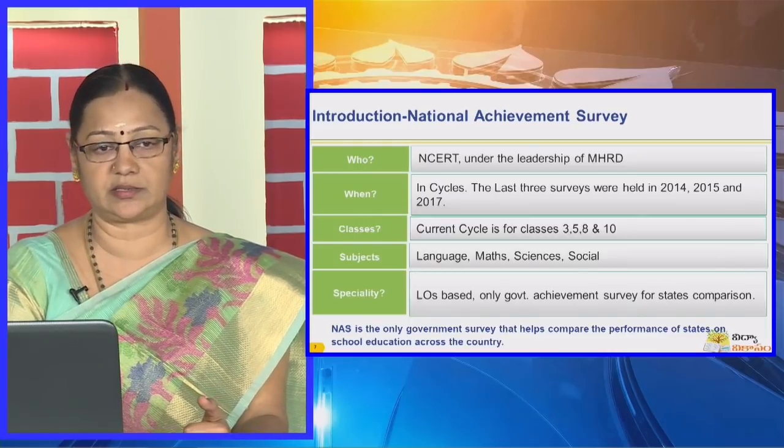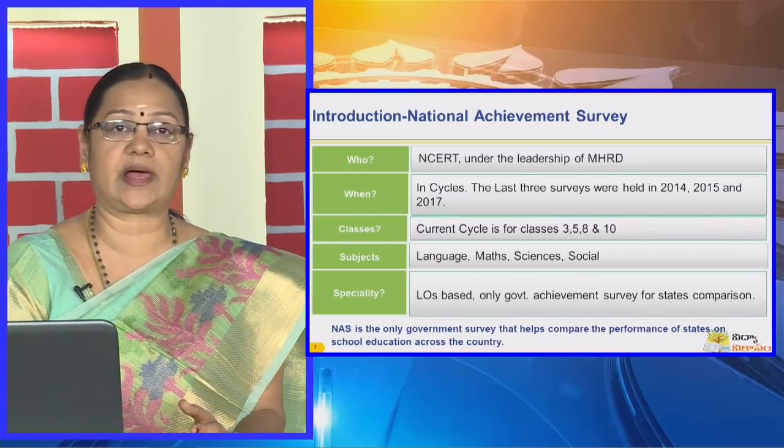Yeah, sure, sir. Now, I am going to tell you about the National Achievement Survey, that is NAS. We generally call it NAS. If you go into the details of National Achievement Survey, now this comes the slide. Who is going to conduct NAS? NCERT under the leadership of MHRD conducts National Achievement Survey, and it is conducted in different cycles. The last 3 surveys were conducted in 2014, 15 and 17.